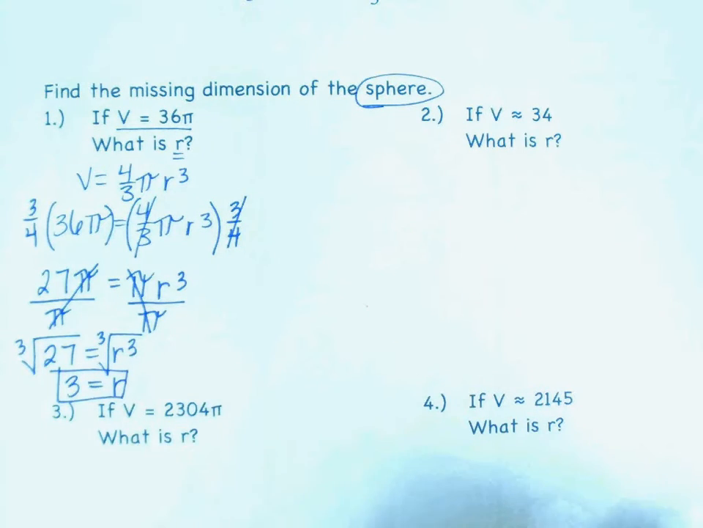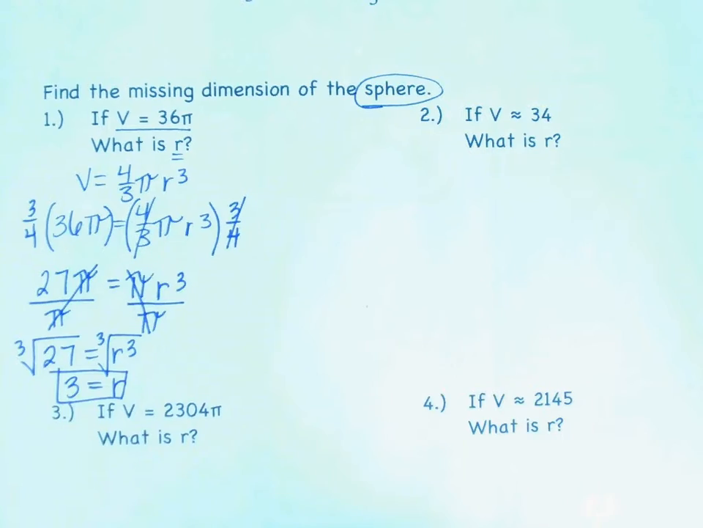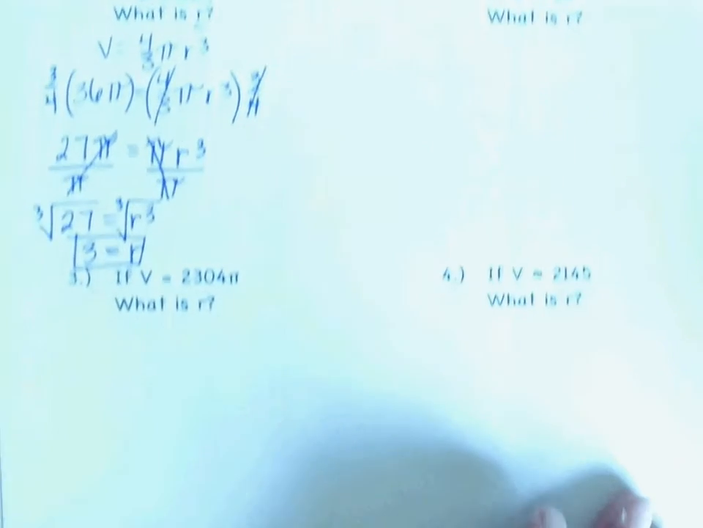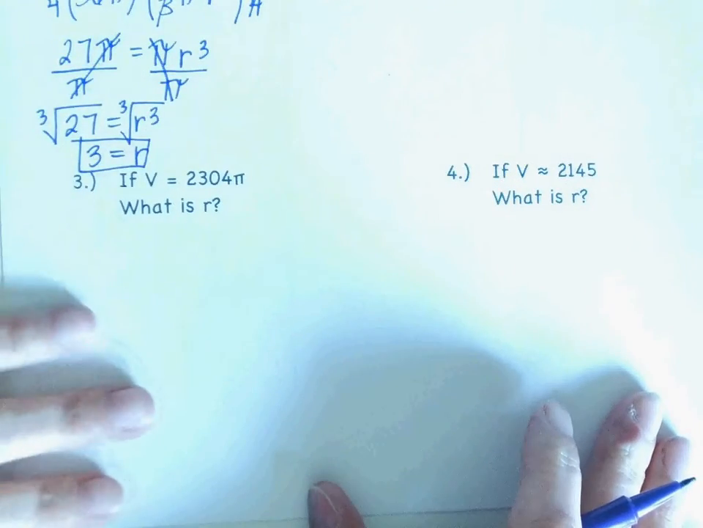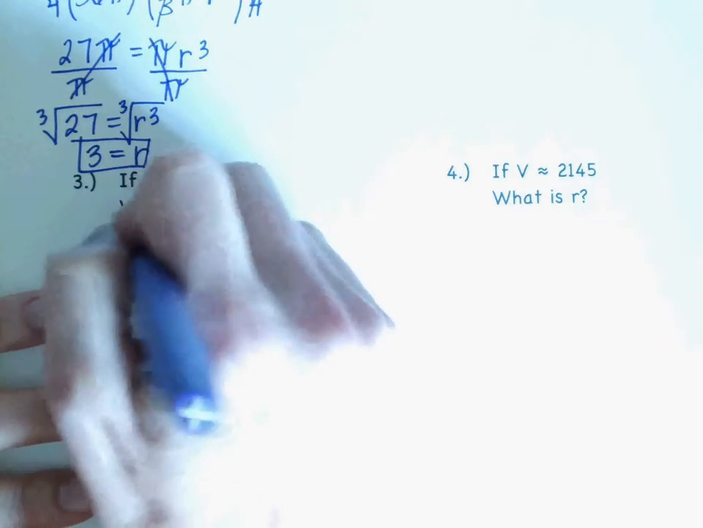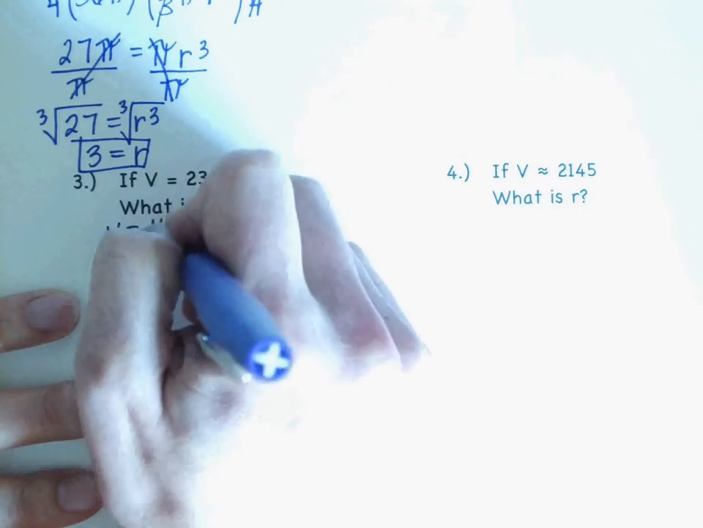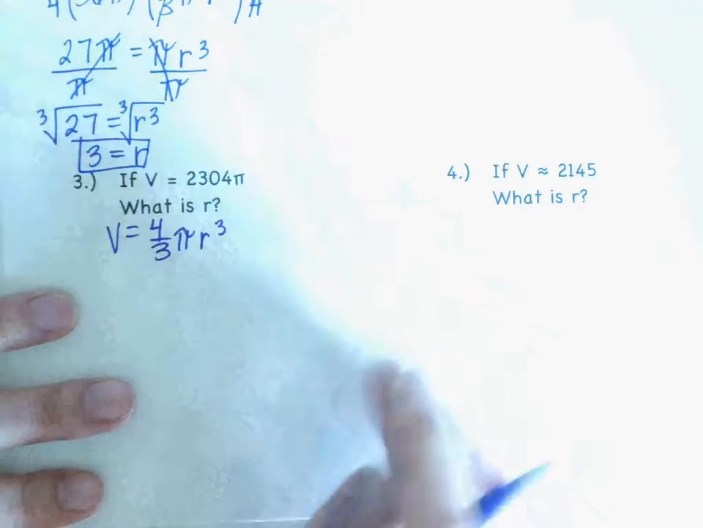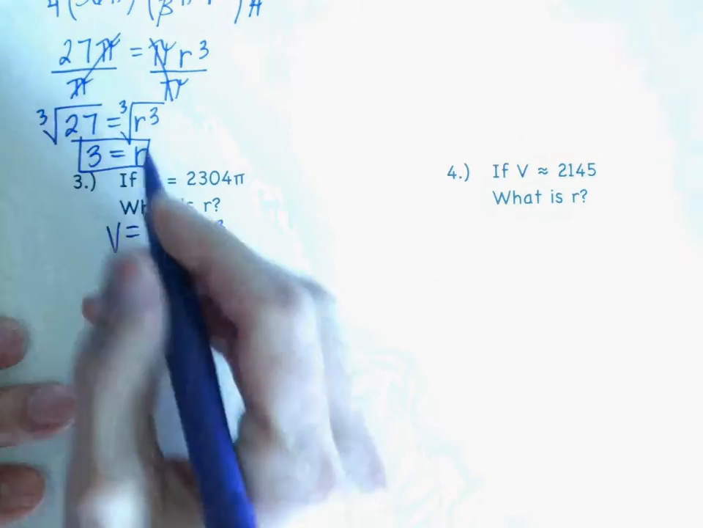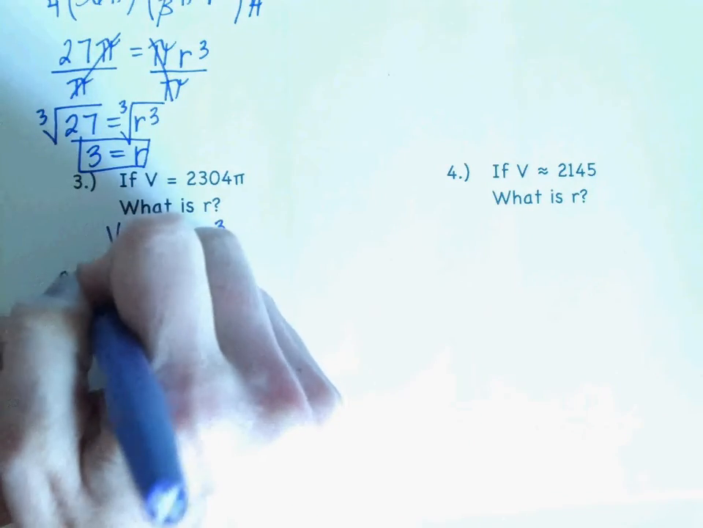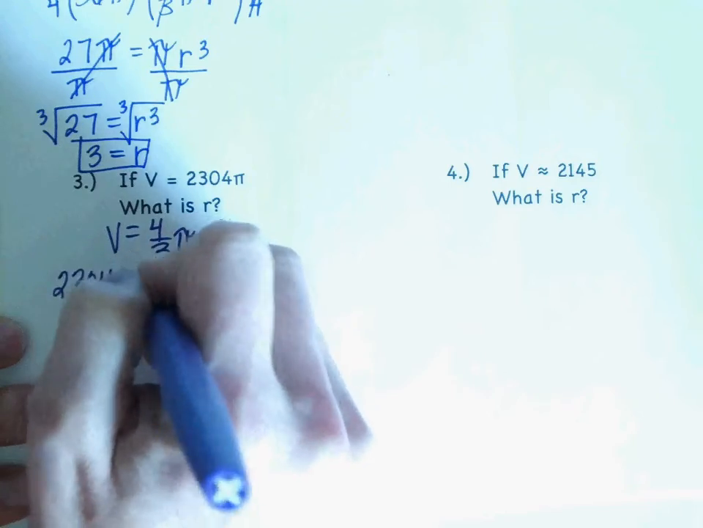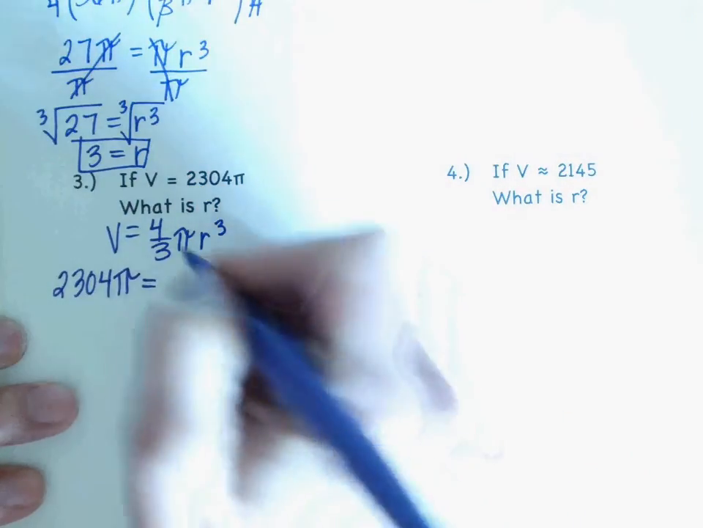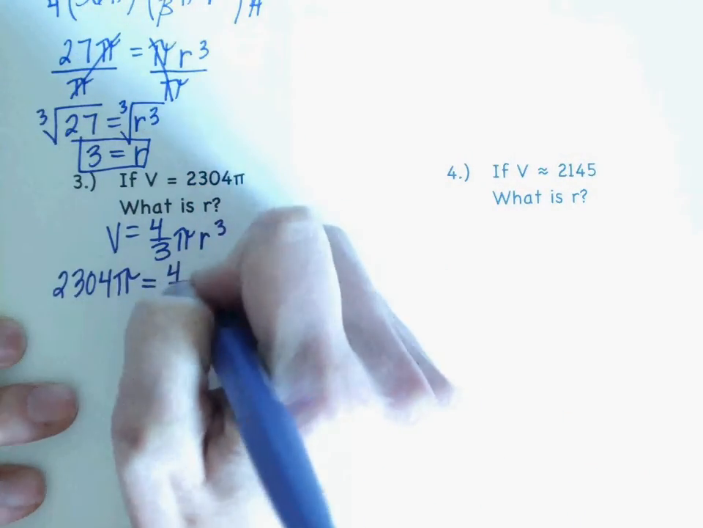Let's go ahead and I'm actually going to move down, and I'm going to do number 3 next. Okay, so I'm going to move my paper down. Same thing, I'm going to recopy the formula. V equals 4/3 pi r cubed. And I'm going to make my substitution. So I'm going to have 2,304 pi. That goes in for V. Everything else is recopied, and it's exactly the same.